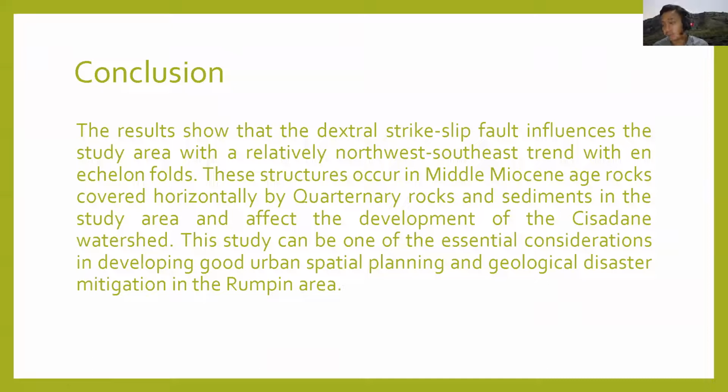The conclusion: the results show that the dextral strike slip fault influenced the study area with a relatively northwest-southeast trend, with an en echelon fault. The structure occurs in the middle Miocene age rocks, covered horizontally by quaternary rocks and sediment in the study area, and affects the development of the Cisadane watershed. This study can be one of the essential considerations in developing good urban spatial planning and geological disaster mitigation in Rumpin.